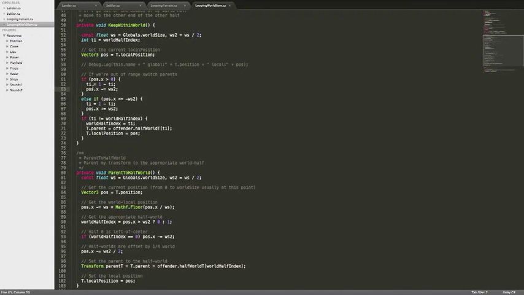So right now, we say, put in the other world half, and then subtract, in this case, the half world size, or in the opposite instance where I'm really far in the other direction, then I add. In either case, I'm on the other side, and then I check whether I just moved to the other half of the world, set a new index, then set a new parent, and then set my new position. That's pretty much the whole thing.